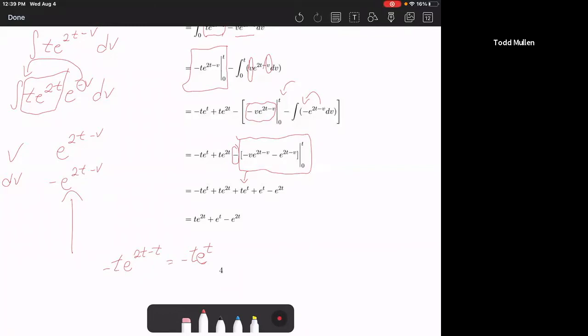Now, when we plug in t to the second component here, we get e to the 2t minus t, which is just equal to e to the t. That's our second piece. Now, what happens when we plug in 0? Well, if you plug in 0 for v here, that just goes to 0. But you can plug in 0 here, and you'll just be left with negative e to the 2t. Now, canceling out terms, we're left with t e to the 2t plus e to the t minus e to the 2t.